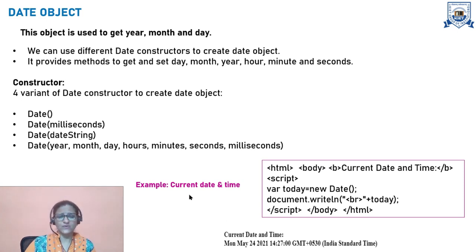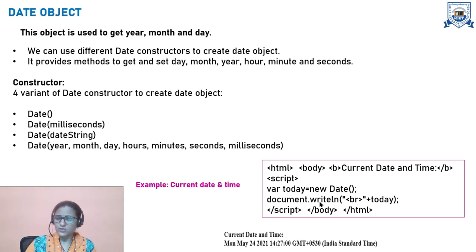Now, if I want to get the current date and time, we can take the help of the first one, date. We have made a variable today as an object, and with the help of the new keyword, we have made it a date object. Today has got all the features of this date object, and as we have already learned, we can retrieve values like day, month, year, all these things.